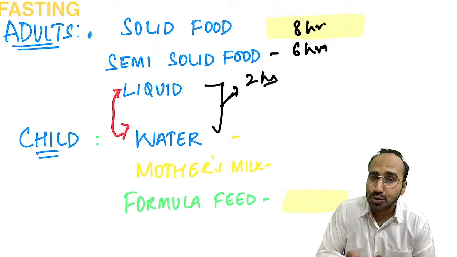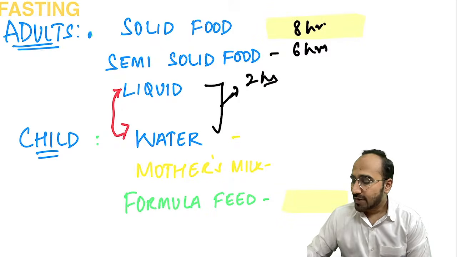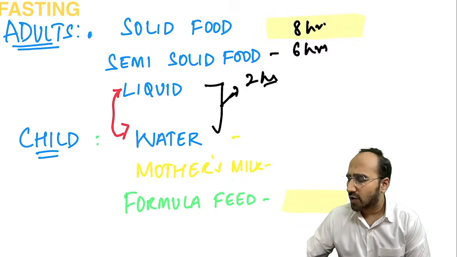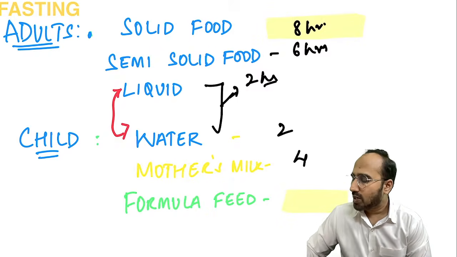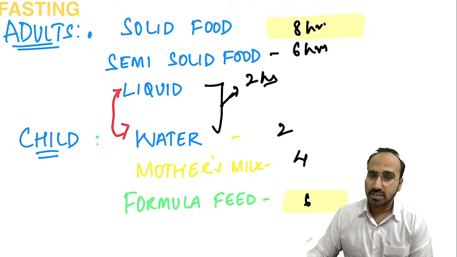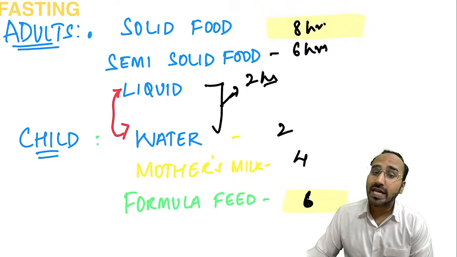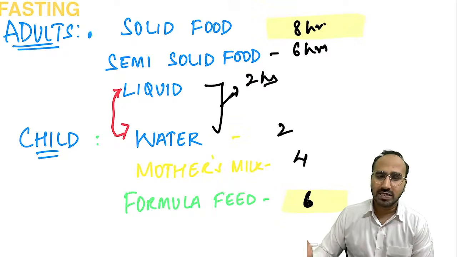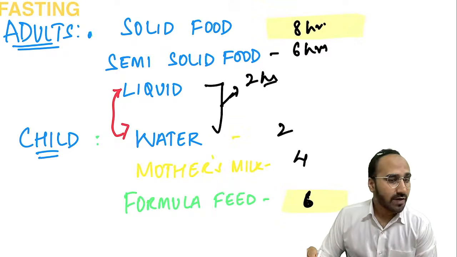Liquid can include juices without any pulp. If the child is on mother's milk, remember guys, for child, the formula that we usually apply over here is 2, 4, 6. If the child is on water, 2 hours of fasting. Mother's milk, 4 hours. Formula feed, Cerelac, Similac. Then how many hours of fasting? You have to consider that as a full stomach, and 6 hours of fasting you have to take. So fasting plays a very important role, guys.